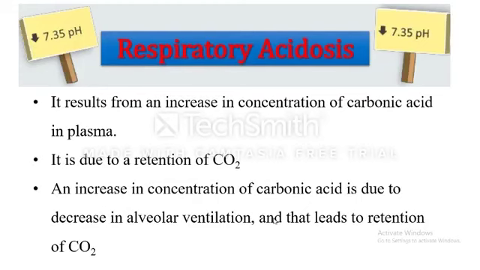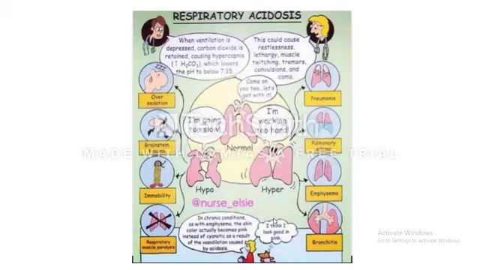Now respiratory acidosis. It results from an increase in concentration of carbonic acid in plasma. It is due to a retention of carbon dioxide. An increase in concentration of carbonic acid is due to a decrease in alveolar ventilation, and that leads to retention of carbon dioxide. Here you see respiratory acidosis. It can work in two ways, hyper or hypo. This is the normal one.